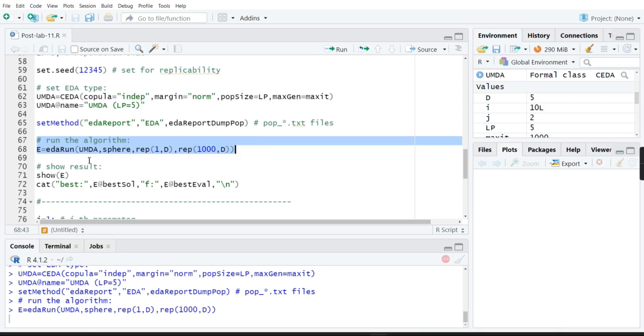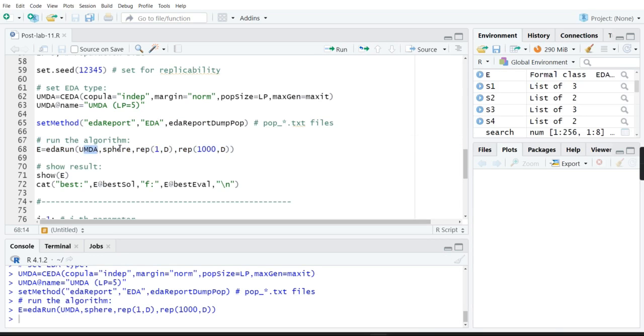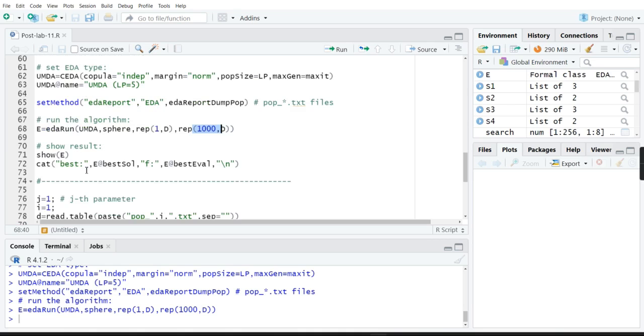with the help of the EDA instance, evaluation function, and then lower vector, upper vector. Lower vector is 1 and upper vector is 1000. So you need to find the optimum values between 1 and 1000. So the bag price problem is all about that only.